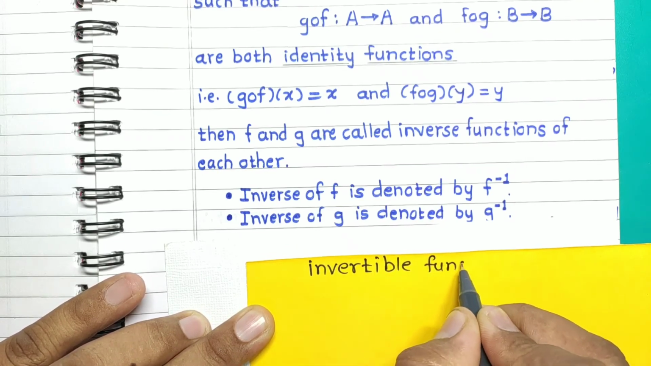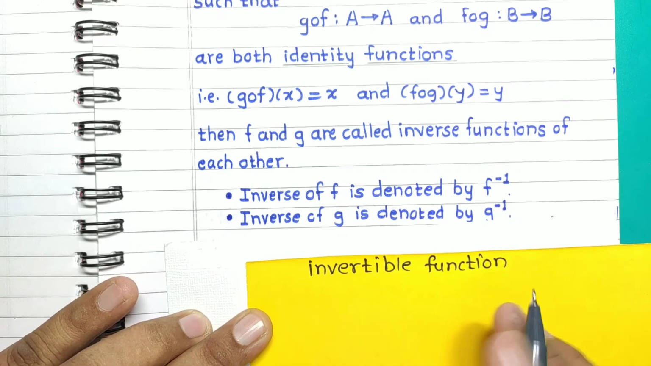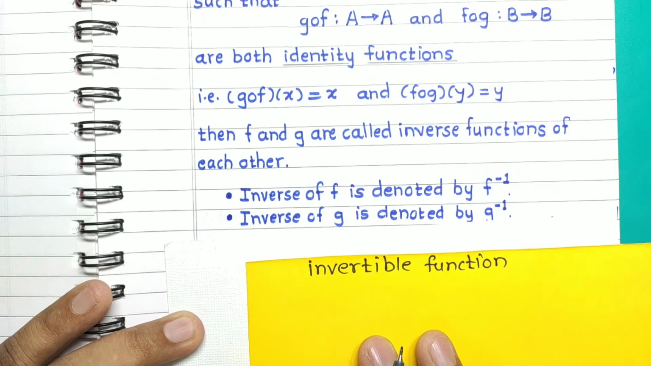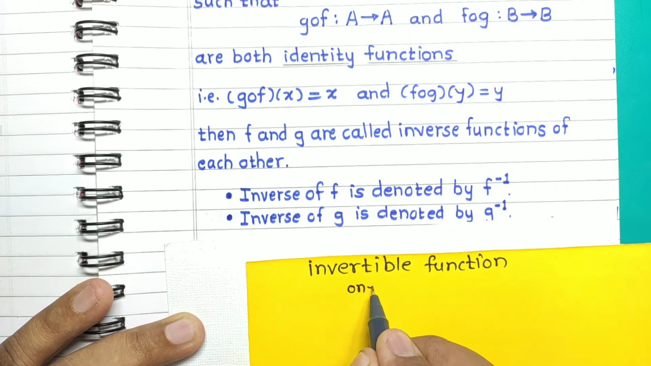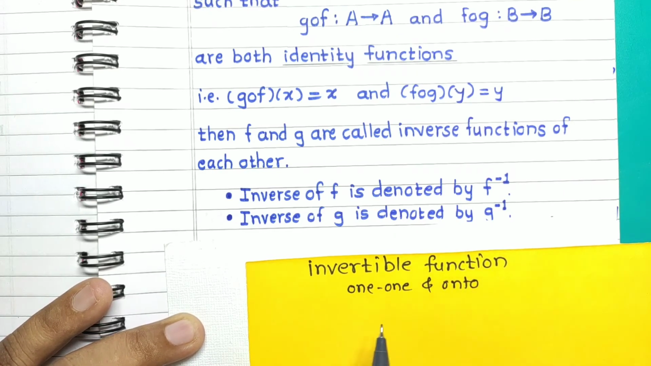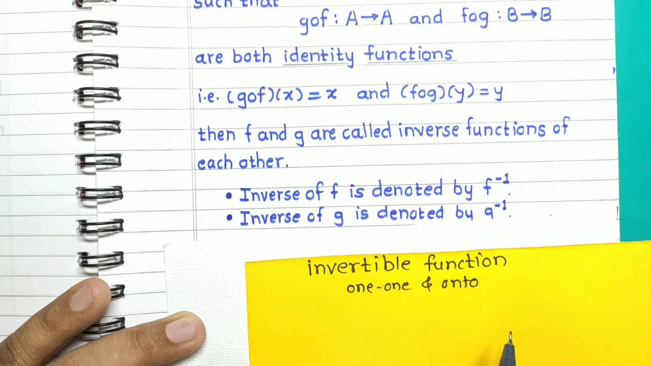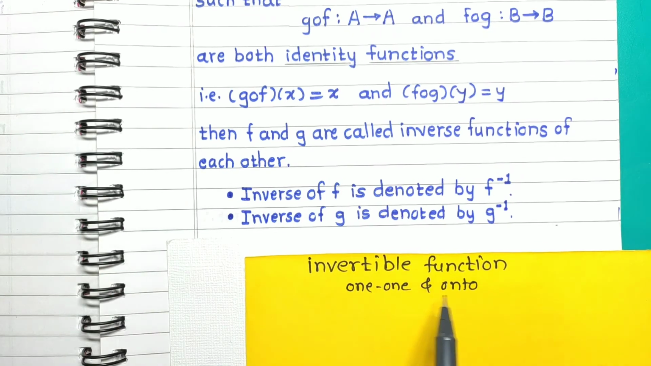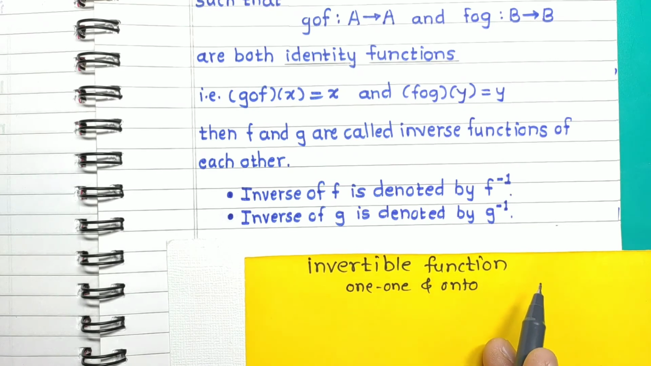Invertible function. Here we say that if a function is invertible, then it must be 1 1 and onto, and conversely. That means if a function is 1 1 and onto, then its inverse exists, that is, the function is invertible. This fact significantly helps us in proving a function f to be invertible by showing that f is 1 1 and onto, especially when the actual inverse of the function is not to be determined. Let's see one example.